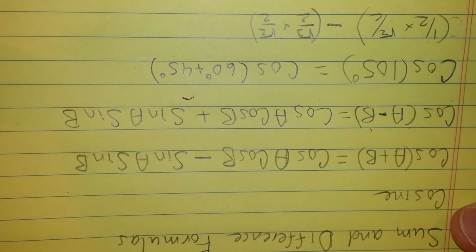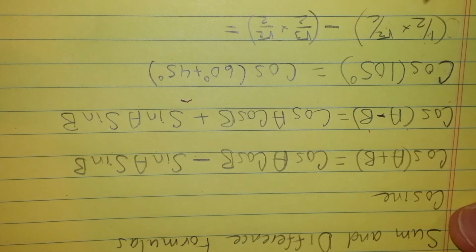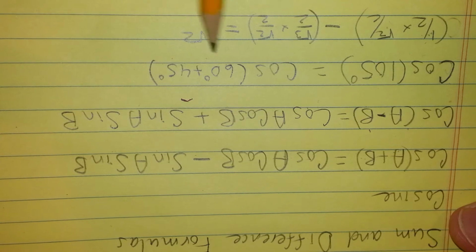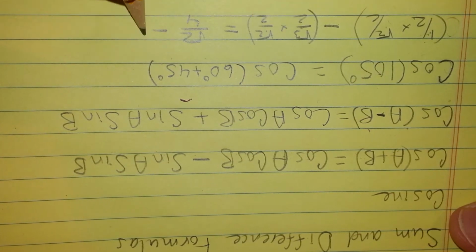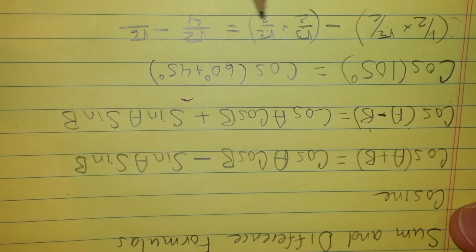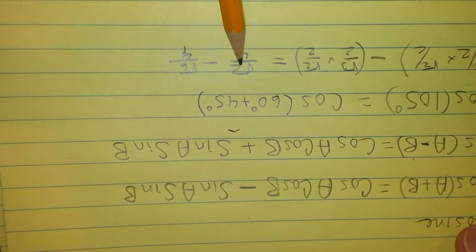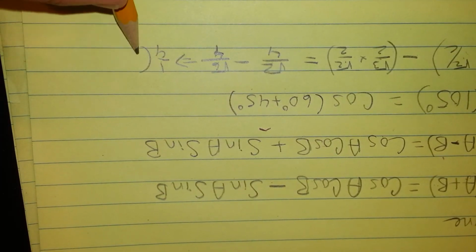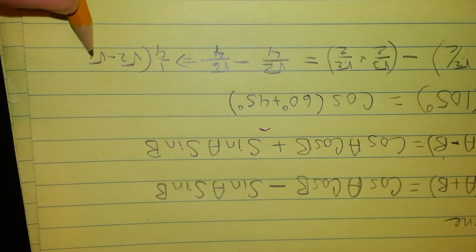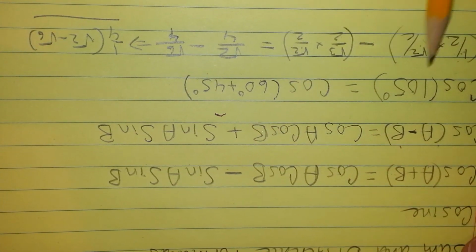Okay? So if you know your multiplication, I've got 1 times root 2 in the numerator, denominator 4, then root 3 times root 2 is root 6, and the denominator is 2 times 2, which is 4. So it's root 2 minus root 6 over 4. I could also make it 1/4 times root 2 minus root 6. That's the cosine value of 105 degrees.